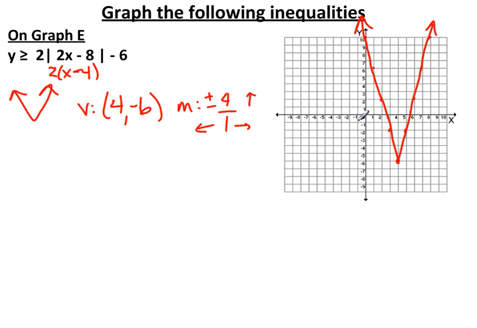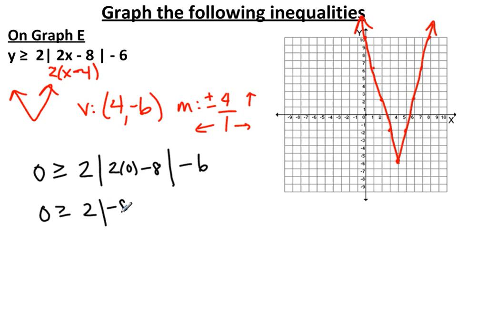Luckily, my test point 0, 0 works out, so I'm going to substitute in 0 for x and 0 for y. So 0 is greater than or equal to 2 times the absolute value of 2 times 0 minus 8 minus 6. So again, this is 2 times the absolute value of negative 8 minus 6. Absolute value, to remind you, just is asking how far away from 0 is this number. Well, negative 8 is 8 away from 0. So 2 times 8 is 16. So 16 minus 6 is 10.